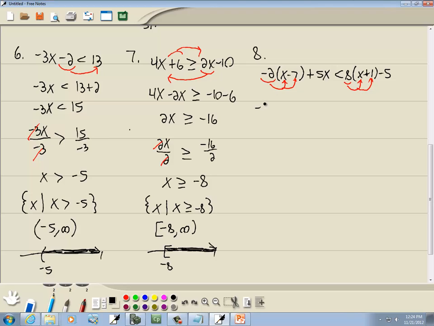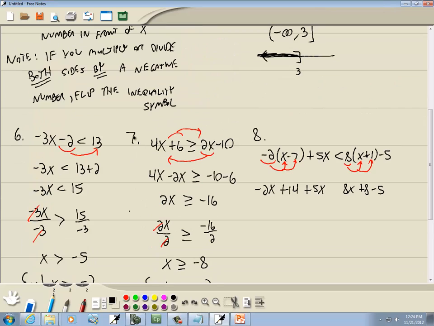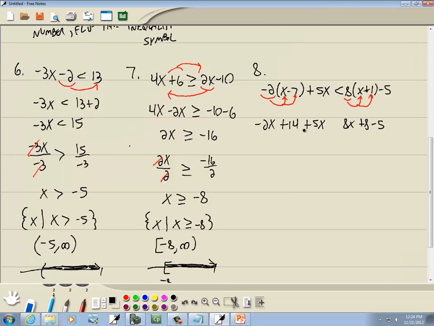Now -2 times x is -2x. -2 times -7 is a positive 14 plus 5x. 8 times x is 8x. 8 times 1 is 8 minus 5. Now we multiplied by a negative number. But see what this note says: if you multiply or divide both sides by a negative number. This note applies if you yourself put the negative on both sides, so you're multiplying both sides by -2 or both sides by -8. Here we're just multiplying a little piece of one side, and so that's not what this is talking about. So this stays a less than.